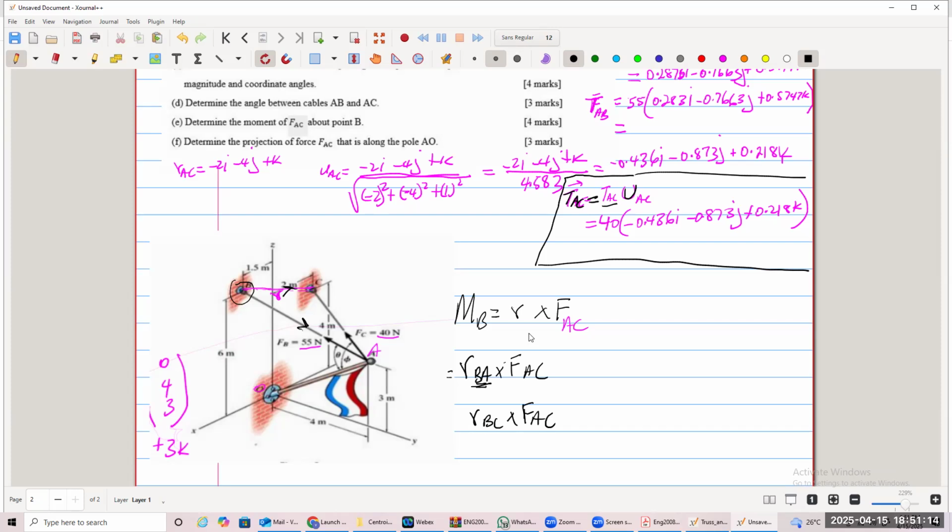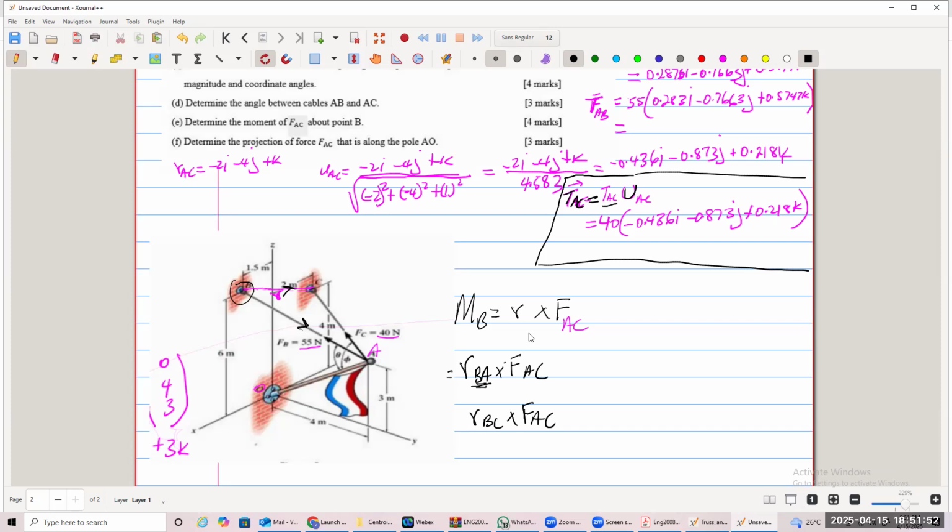But remember projection? To find the projection, we find the position vector OA. Projection of force AC, so we find OA and then we use the moment for FAC. We use moment? Are you sure? Projection, use moment? Never mind. Projection, basically I do the same.